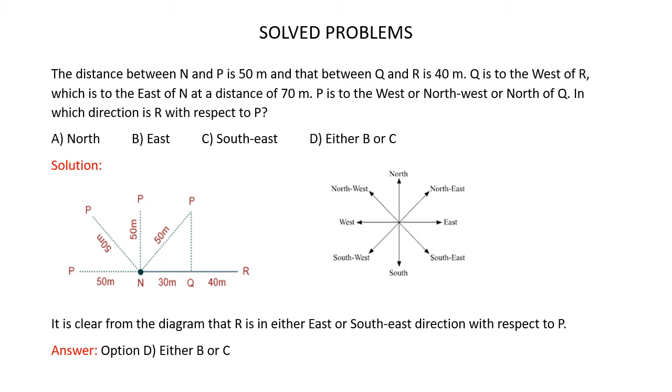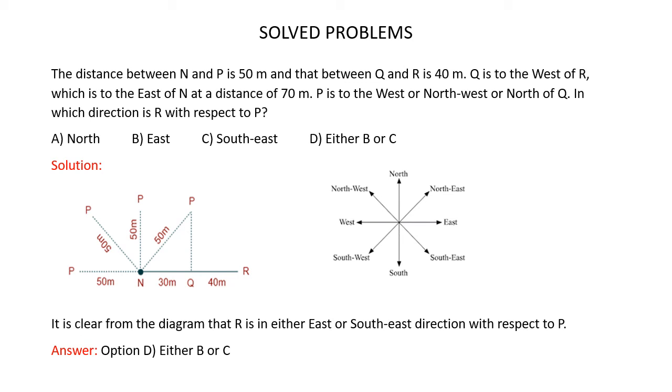So now P can be at this position west of Q, or P can be at these positions northwest of Q, or P can be at this position north of Q. Now we are asked to find in which direction is R with respect to P. So if this is P's position, then R is to the east of P. Now if these are the positions of P, then clearly R is in the southeast of P. So clearly the answer can be either east or southeast. So that is, R can be to the east or southeast of P.